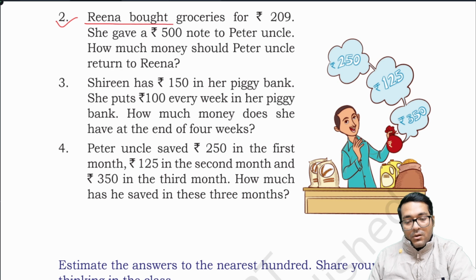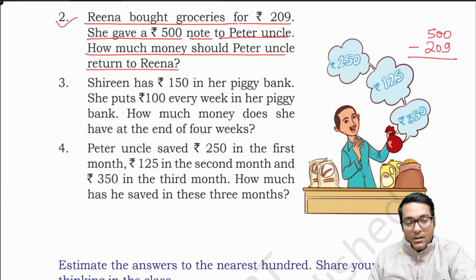2. Reena bought groceries for rupees 209. She gave a rupees 500 note to Peter uncle. How much money should Peter uncle return to Reena? You have to subtract 209 from 500.